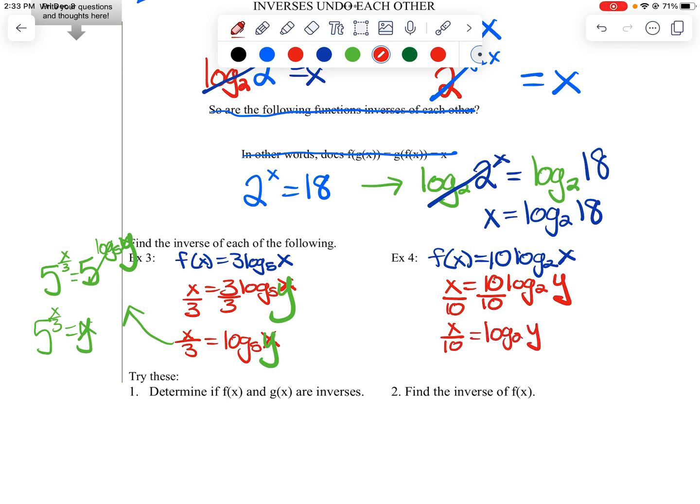Well, now, our base here is 2. So I could say 2 to the power of x over 10, 2 to the power of log base 2 of y. Those undo each other. So we have 2 to the x over 10 equals y, and that's our inverse. So 2 to the x over 10 equals our inverse.